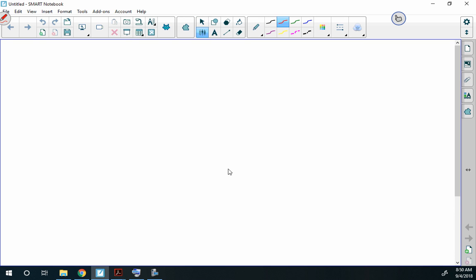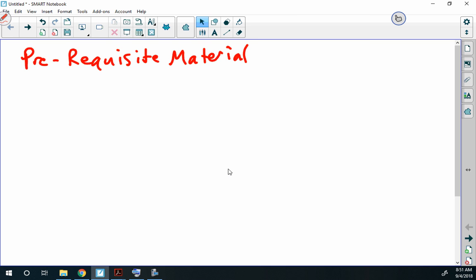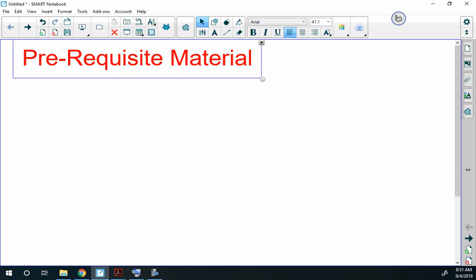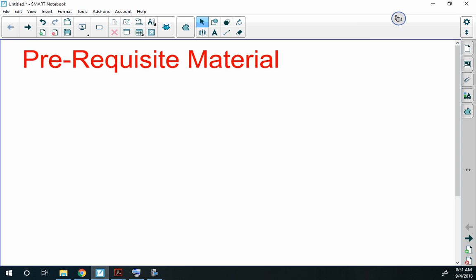This is prerequisite material. If we looked at the book, we're in the first chapter of the book, and we're going to be kind of going into the second chapter of the book here with this stuff. Today, there's a few things we're going to be talking about, and the first of which is real number properties.